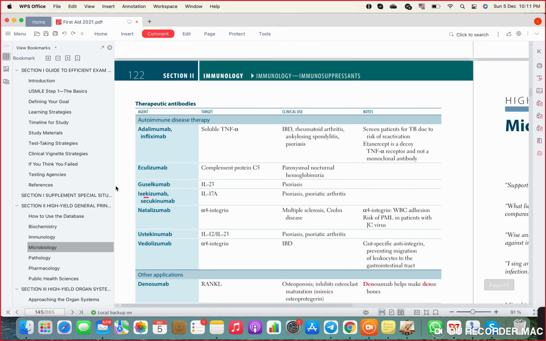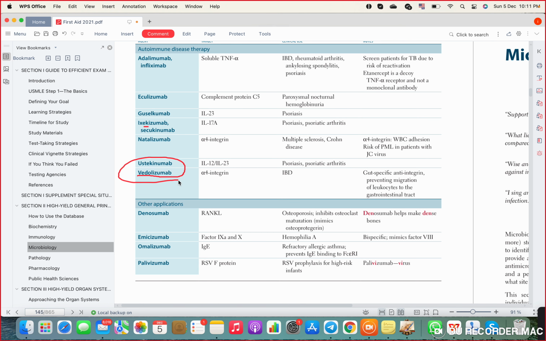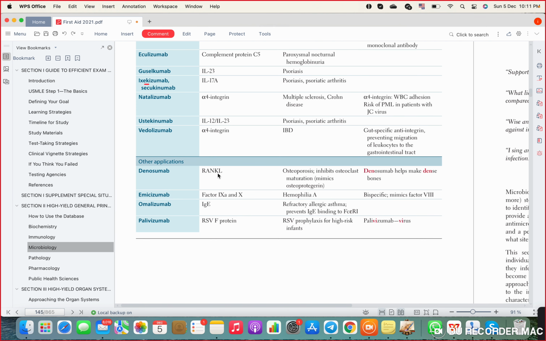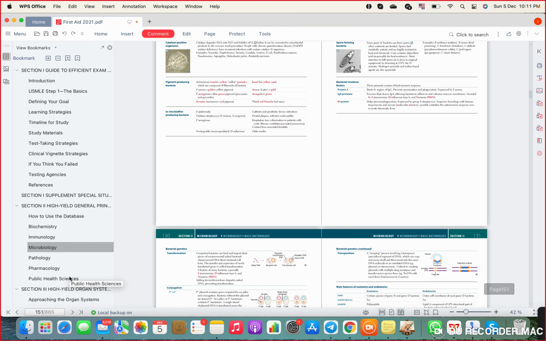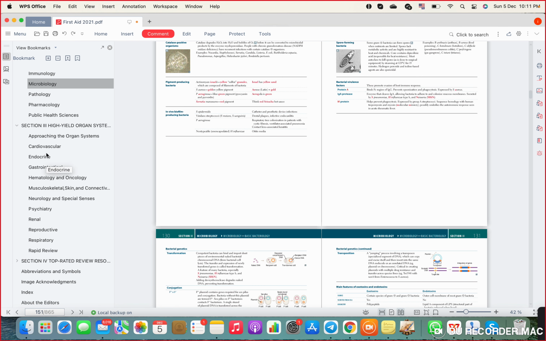Okay, so the next one, here we have vedolizumab, also new, used for IBD. So, for osteoporosis, we can use denosumab. We know that one. And this one is important, omalizumab. This is super important. It's one of the most important ones here. It's for asthma, but refractory asthma. And palivizumab for RSV, but remember, we don't give it to anybody. We give it only to those at high risk of dying. Okay, and that's it for immunology.